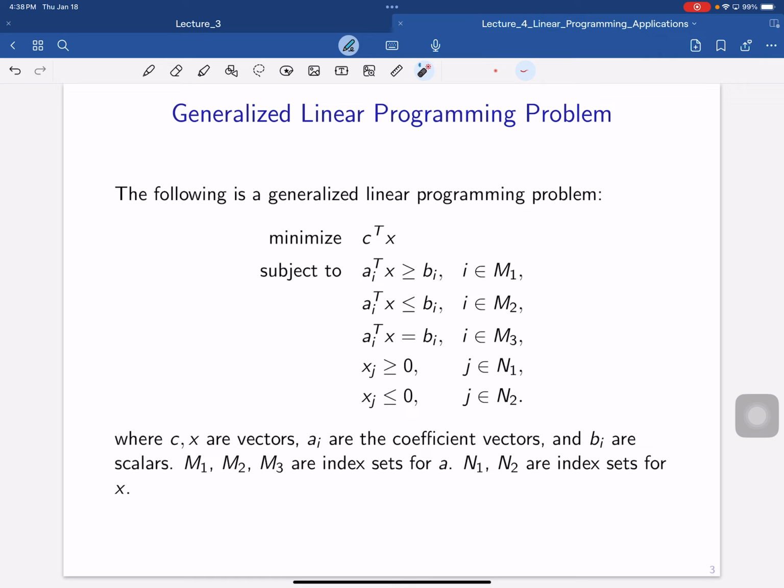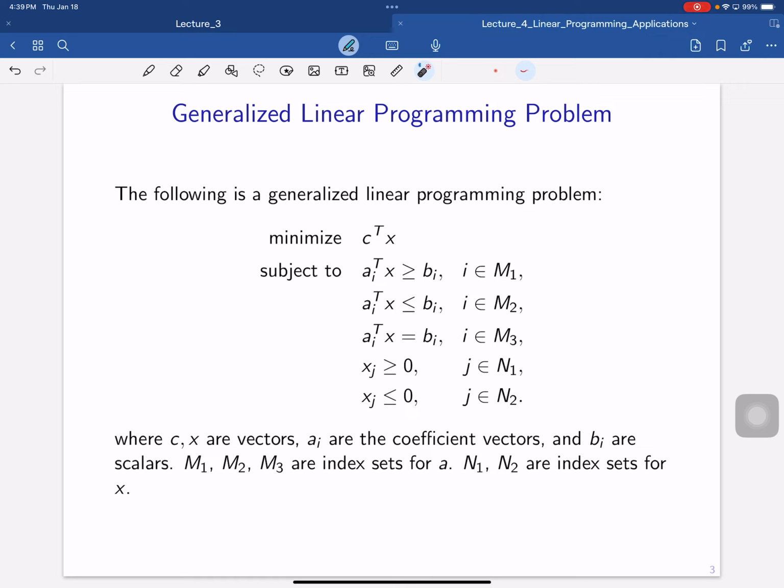The first class of constraint is a greater than or equal to constraint. You can assume you have a bunch of constraints of the form a_i transpose x greater than or equal to b_i. We are indexing the constraints through this set M1. Similarly, we can have less than or equal to constraints, strict equality constraints, and some simple constraints on variable bounds. Let's say x can be either positive or negative. Any questions for this generic, generalized formulation here?